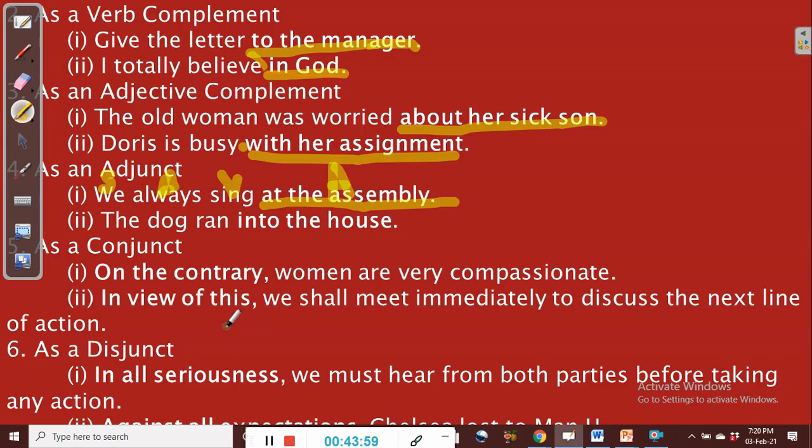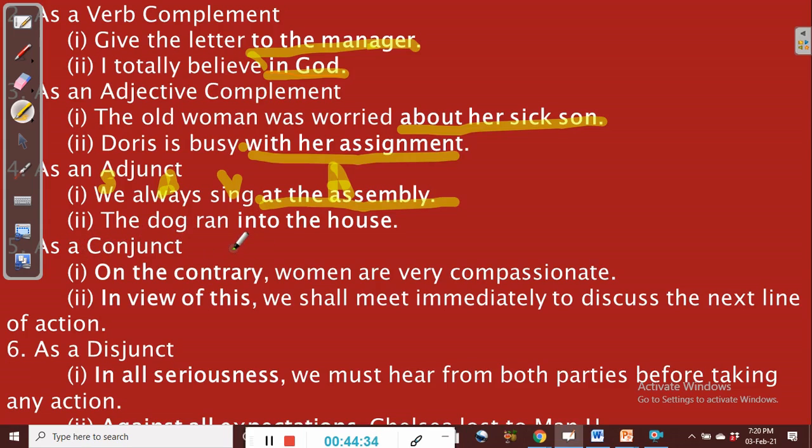So you can see that this is an adjunct, and it is an adjunct of place. Again, let's use the border principle, and if we say, you know, we always sing, and somewhere says when, where, how, you know, we always sing in the morning, where, at the assembly. All right, so an adjunct is something that, you know, gives extra information about a verb. All right, so let's look at the next sentence.